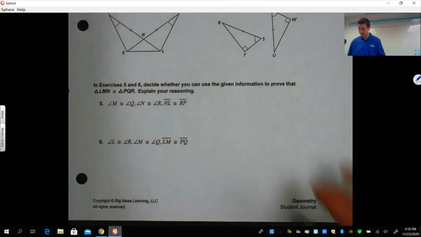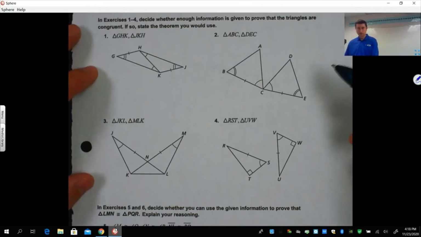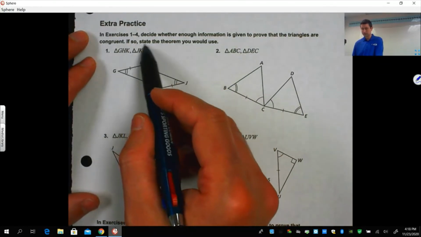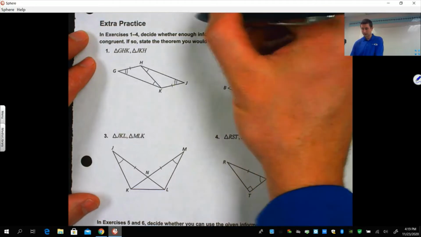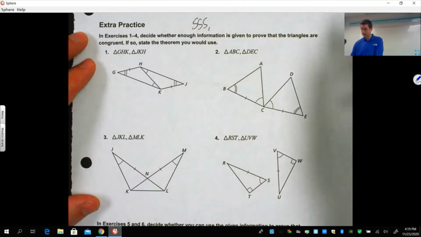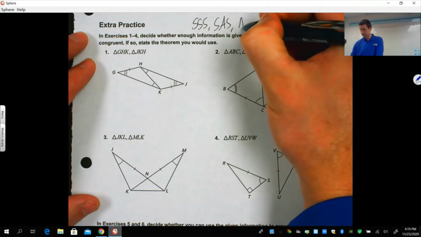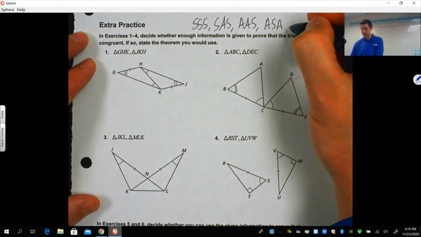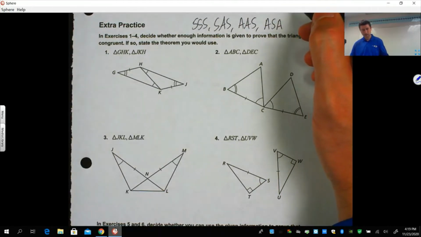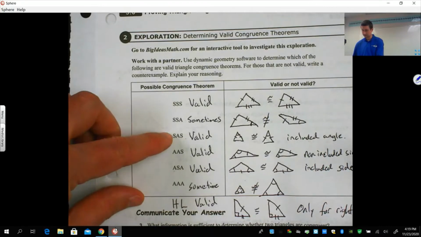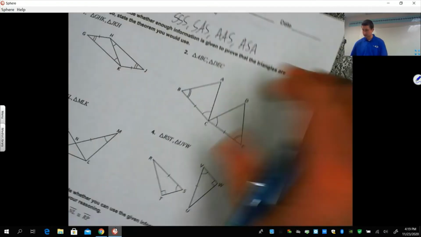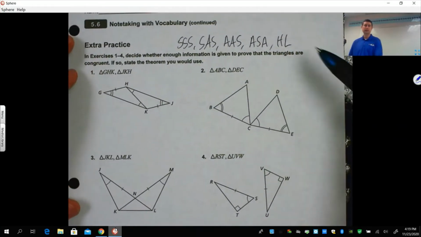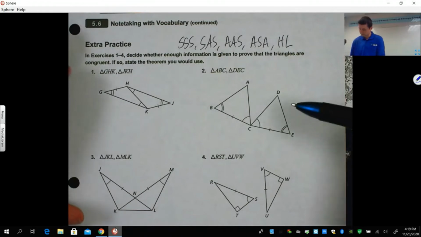So let's look at some examples here on page 151. Decide whether enough information is given to prove that the triangles are congruent. If so, state the theorem you use. So our options that we have, we can use side, side, side, side, angle, side, angle, angle, side, angle, side, angle. We can't use side, side, angle. Okay, I'm getting all these just basically from this. Side, side, side, side, angle, side, angle, angle, side, angle, side, angle, and hypotenuse leg. We can use those five. If we don't have one of those five, then they aren't necessarily congruent.